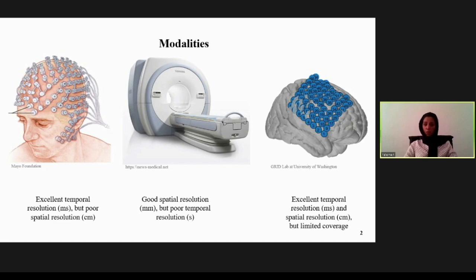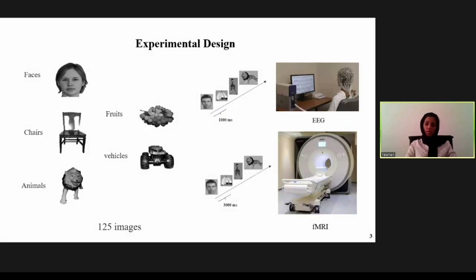So it gives the possibility to compare neural dynamics with the results obtained by EEG-fMRI fusion, but with the limitation of not having whole brain coverage. In this study, we recorded EEG and fMRI data separately from 21 healthy volunteers.